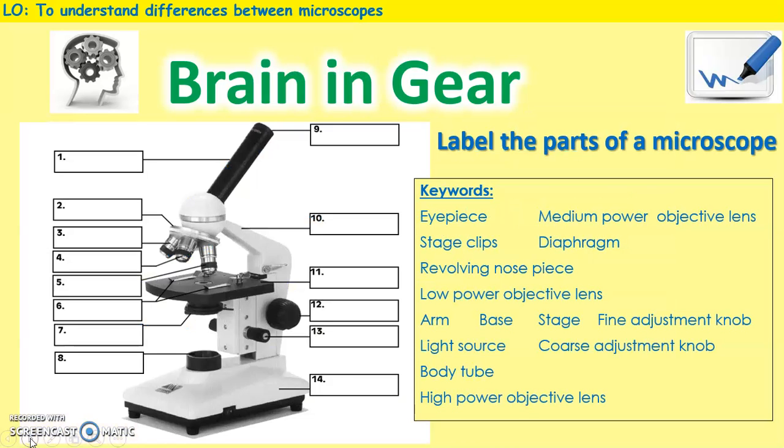So, your first task then. Pause the video now and have a go at labelling the microscope. So, on your sheet of paper that you've got in front of you, number your page 1 to 14 and have a go at naming the different parts. Pause the video now to help you do this.